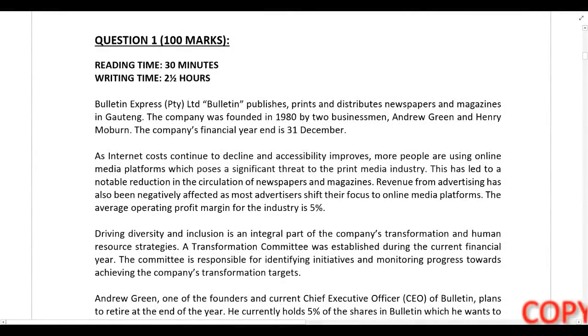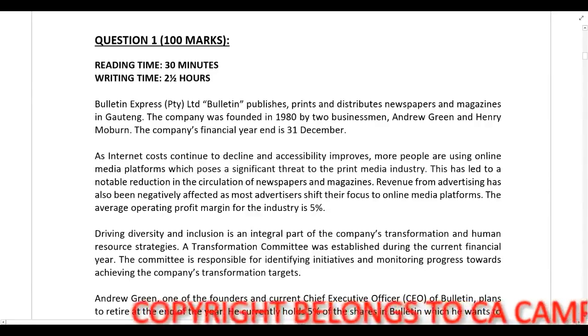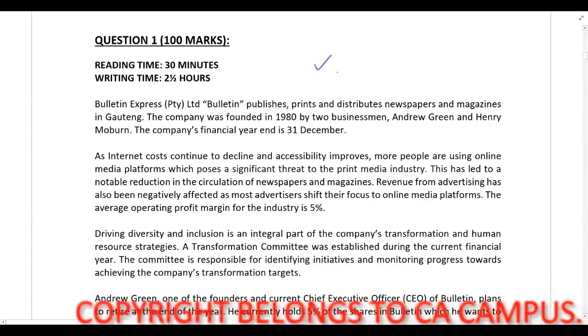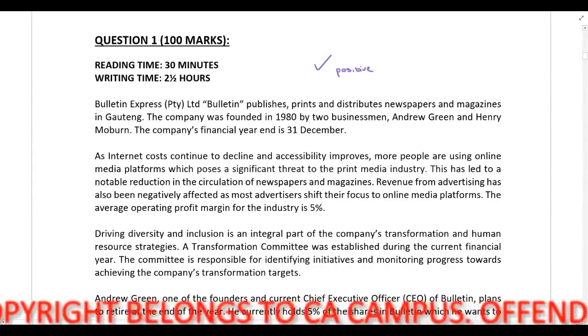Recording, I'm going to be working through the Finance Mock Exam Bulletin Express Pty Limited. And because this is the finance paper, as we are working through the information provided in the scenario, we are going to identify positive and negative factors. We are going to mark off all positive factors with a tick and all negative factors with a cross.